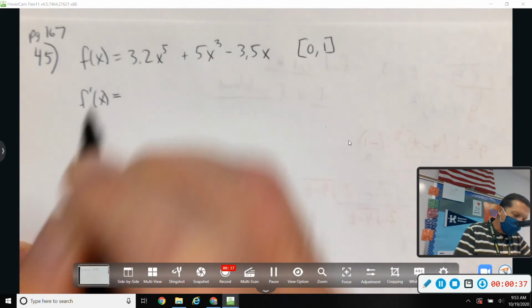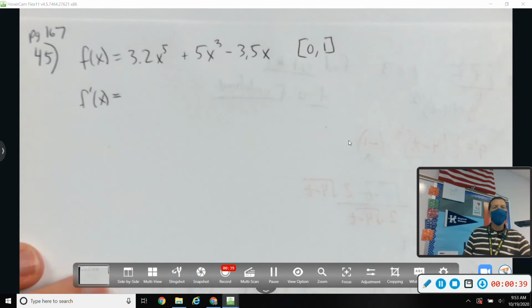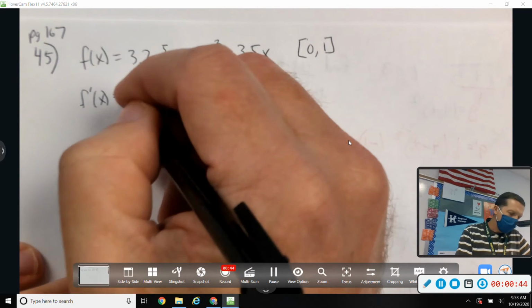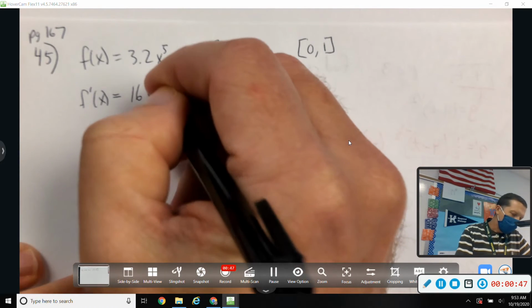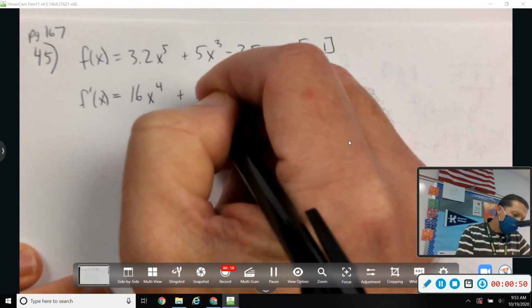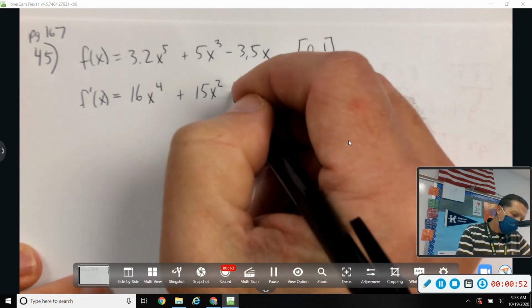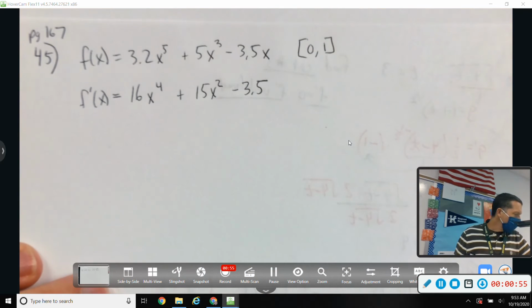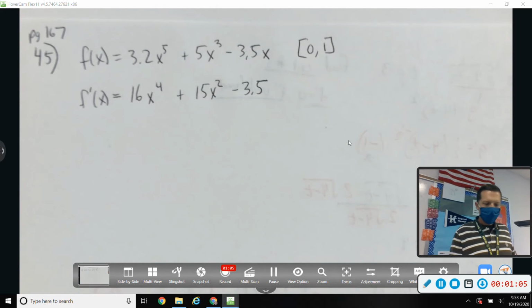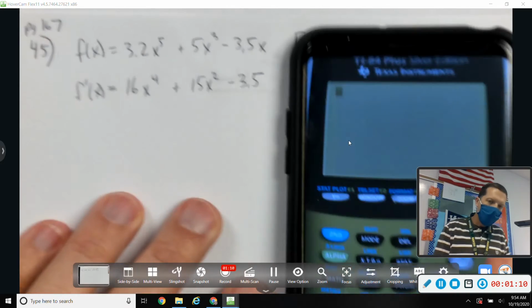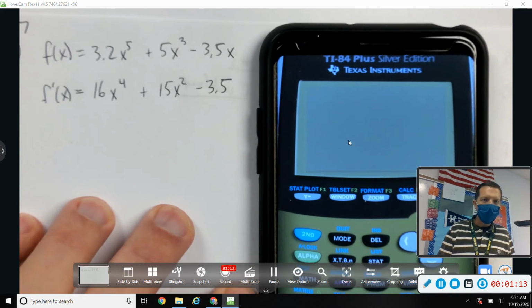So f prime of x would be, come on, 3.2 times 5. So that would be 15 plus 1 would be 16. X to the fourth plus 15x squared minus 3.5. Yep, that's terrible. So I'm going to jump ahead and just put it in the calculator and see what is going on with this thing.